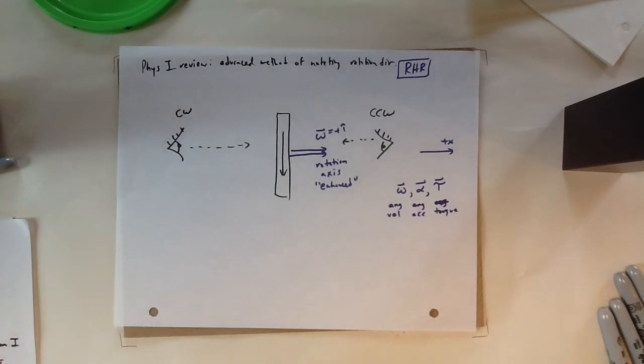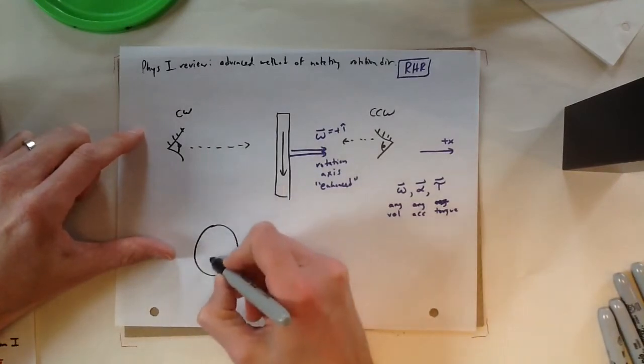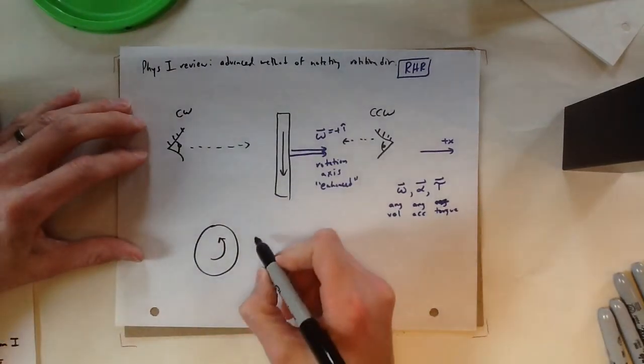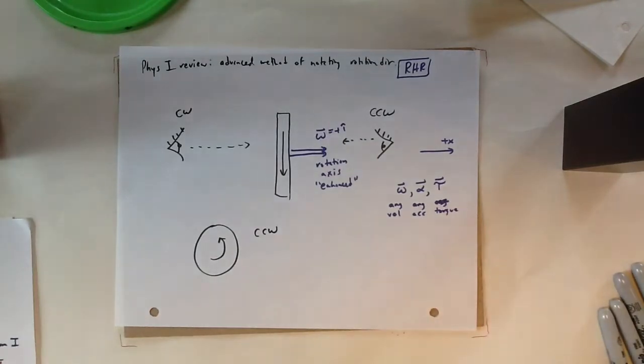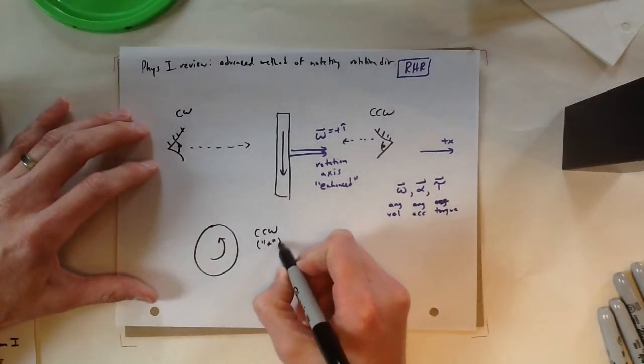Now, of course, we do need this on occasion, but if we are looking at something in this plane, if something is rotating this way, then we of course could call it counterclockwise, and we've just been notating that as plus, but plus what?